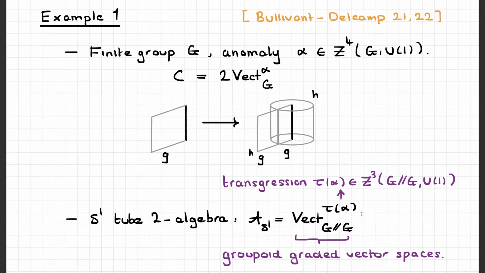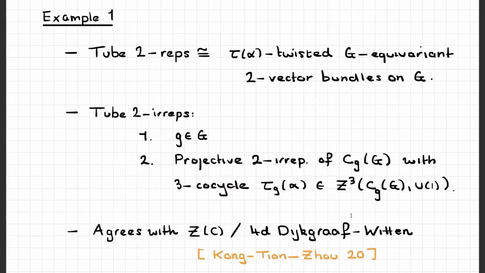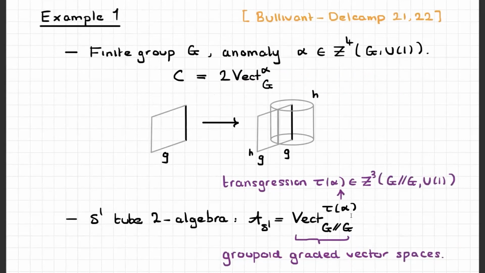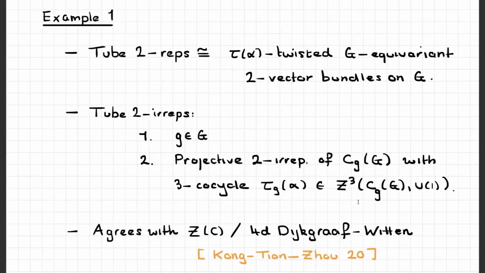As a category, it has a monoidal structure, and the monoidal structure is now twisted by the transgression of the 4 cocycle, which is a 3 cocycle on the groupoid. So this is something very explicit that one can work with. And the tube 2 representations, again, have a nice geometric interpretation. They're now G equivariant 2 vector bundles on the group G, twisted by this 3 cocycle.